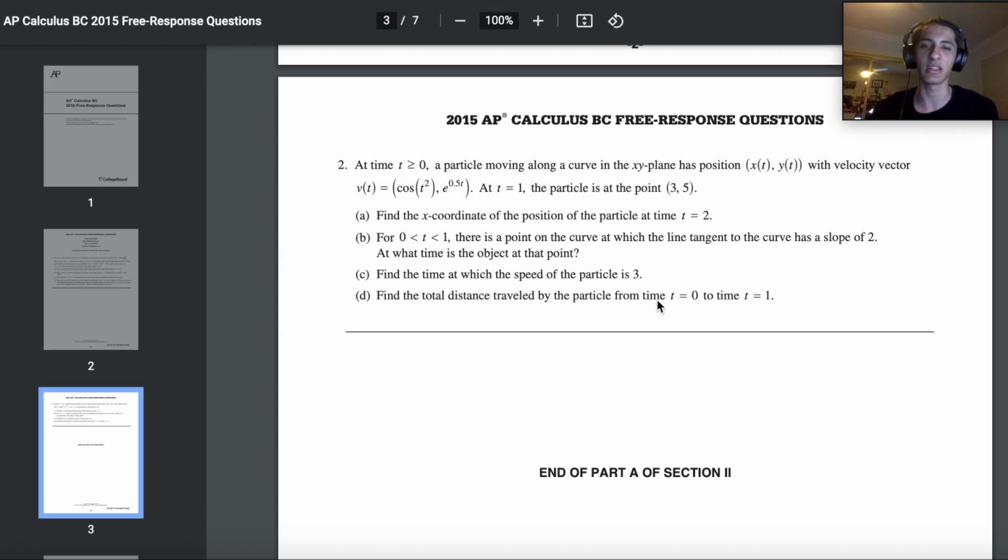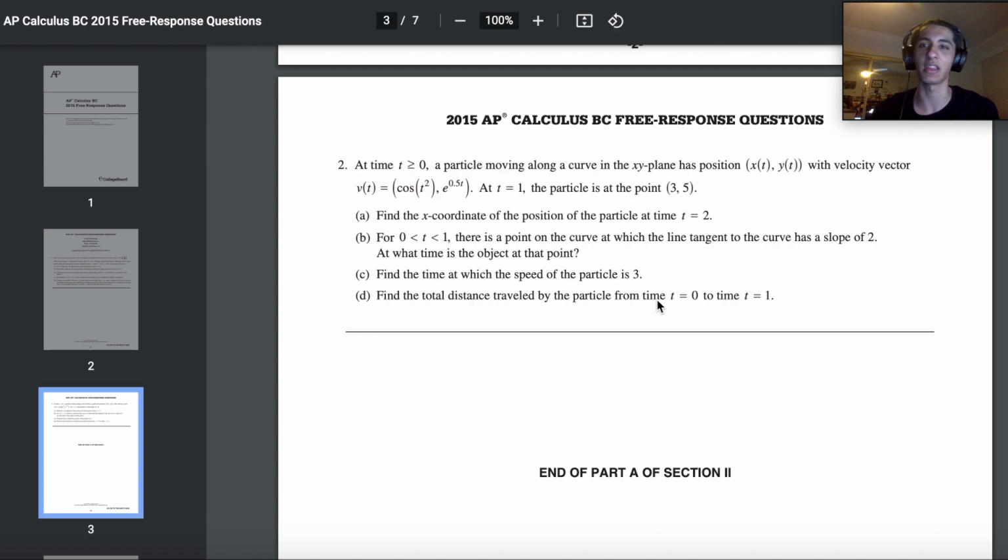At time t greater than 0, a particle moving along a curve in the xy plane has position x of t and y of t with velocity vector v of t equals cosine t squared, e to the 0.5t, and at t equals 1 the particle is at the point (3, 5). So a lot to digest here.